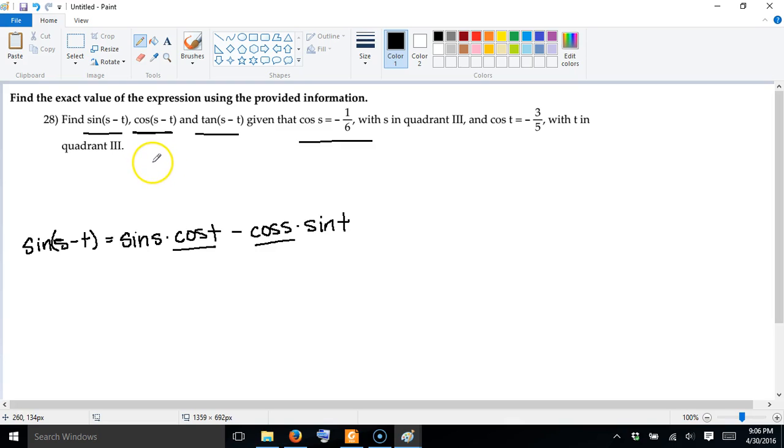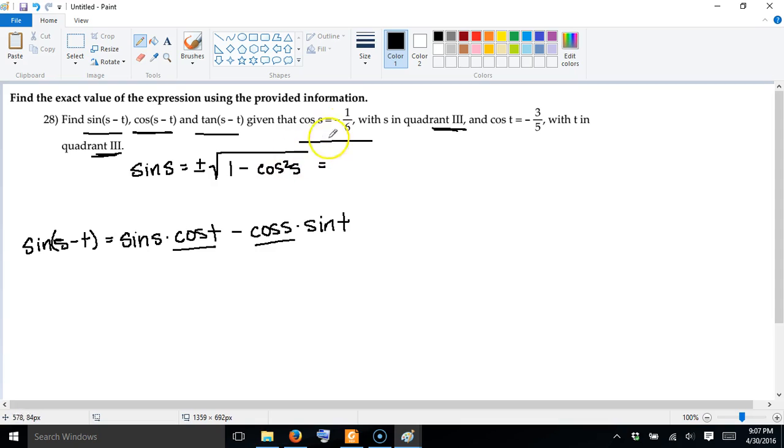So on the sine of s, I'm using my Pythagorean identity, and I'm going to state it is equal to either the plus or minus square root of 1 minus cosine squared s. Okay, and since we are in the third quadrant, sine and cosine are both negative in the third quadrant for s and actually for t, because we're in the third quadrant for t also.